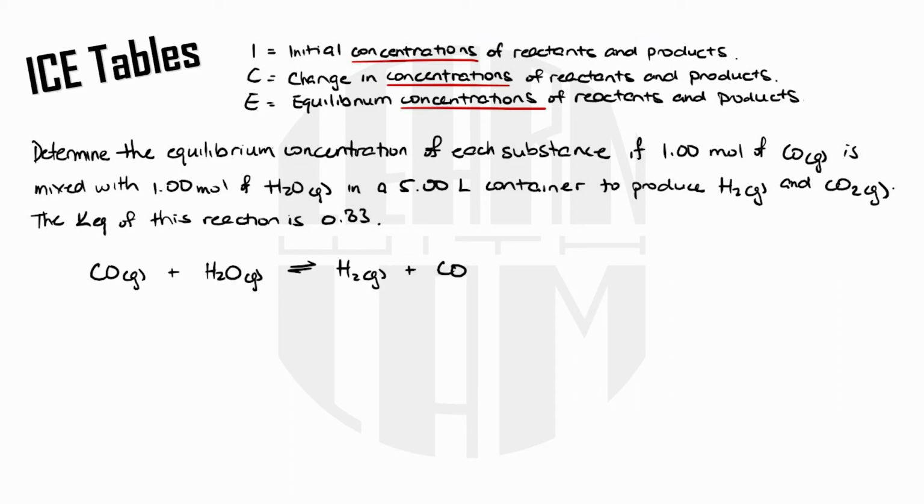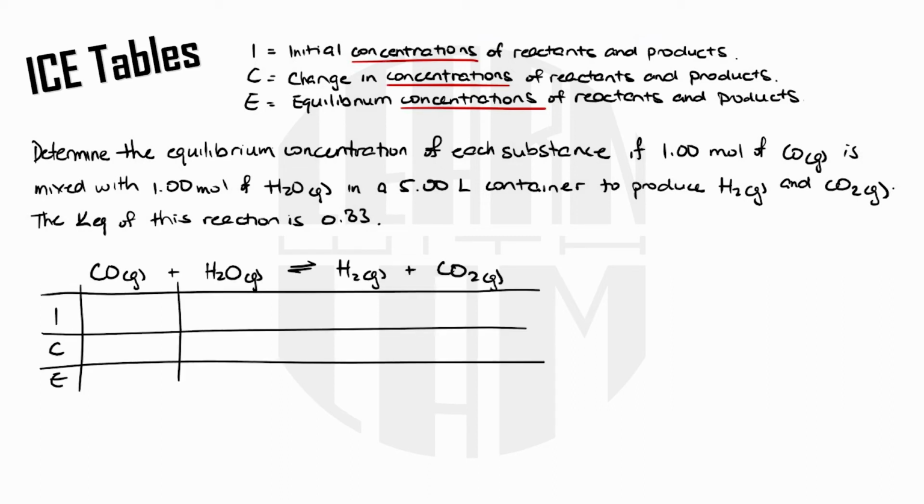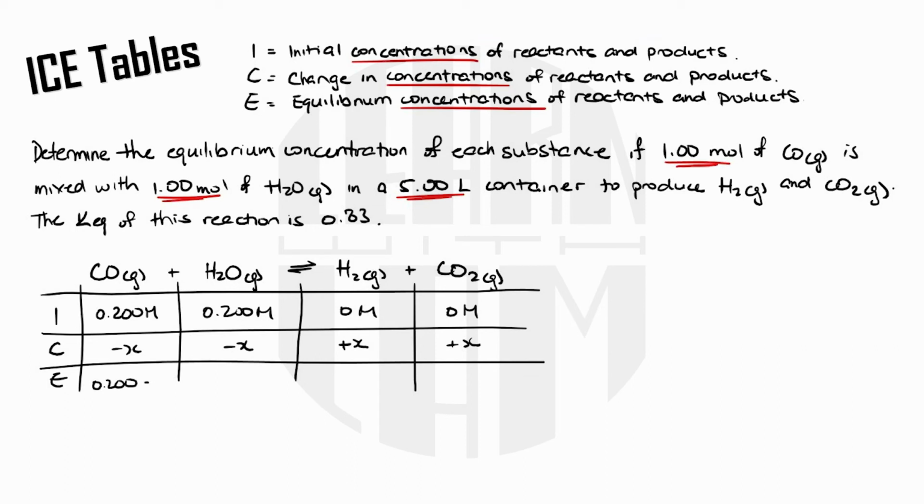Balanced chemical equation, ice down the side, and again, we want concentration, so if we divide these 1.00 moles by 5.00 liters, we get 0.200 moles per liter each. Again, no mention of hydrogen gas and carbon dioxide gas in the beginning, so we assume they're 0. Change is again minus x for reactants and plus x for products, just x because all the coefficients are 1, and we'll put them together for equilibrium. So 0.200 minus x, 0.200 minus x again, x, and x. So these are the values that we're trying to solve for.